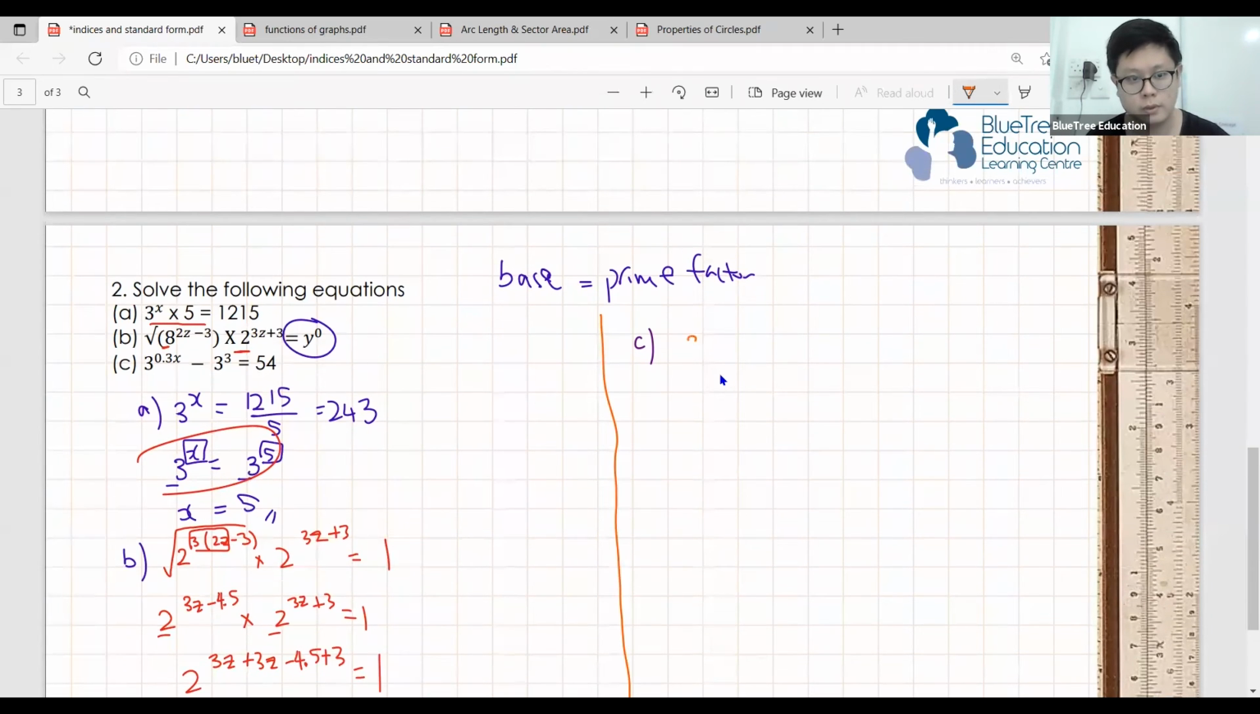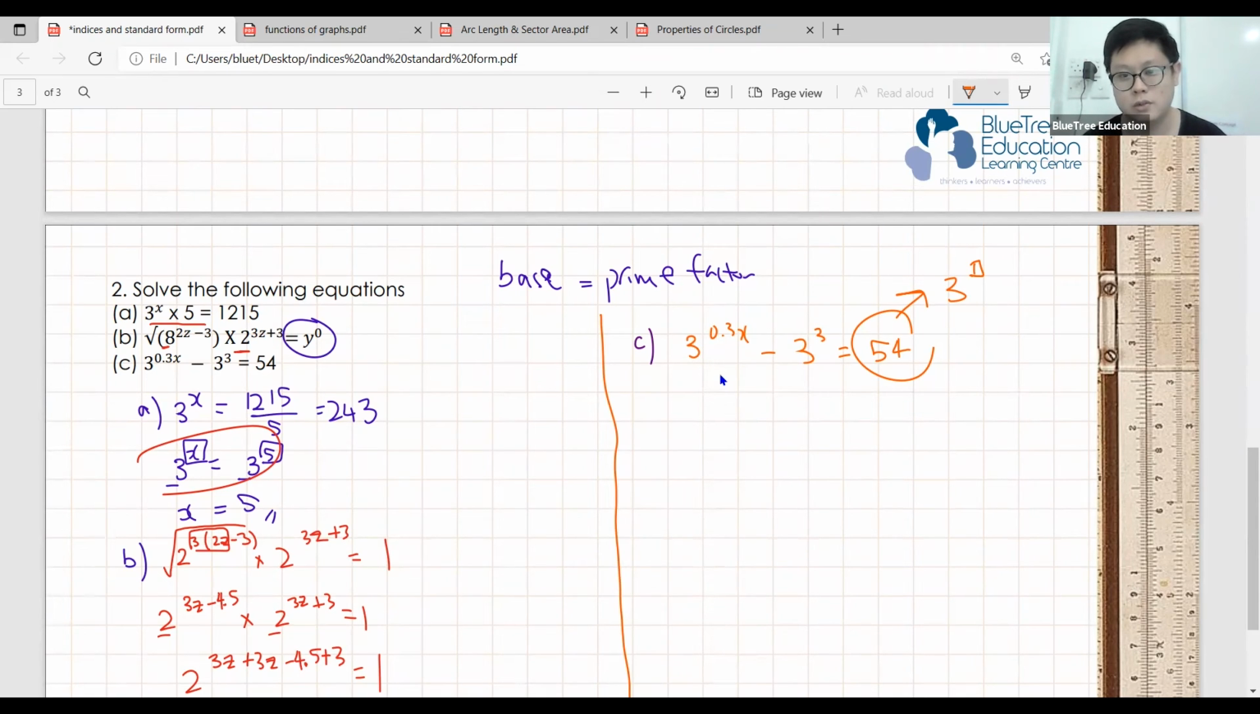Now for the last one here, I have quite a couple of bases that is 3 except for 54. Now some of the students might think that you have to change 54 into 3 to the power of something, right? Because that was what I said earlier. However, you will find that 54 doesn't link to the base 3. The 3 power cannot become 54.